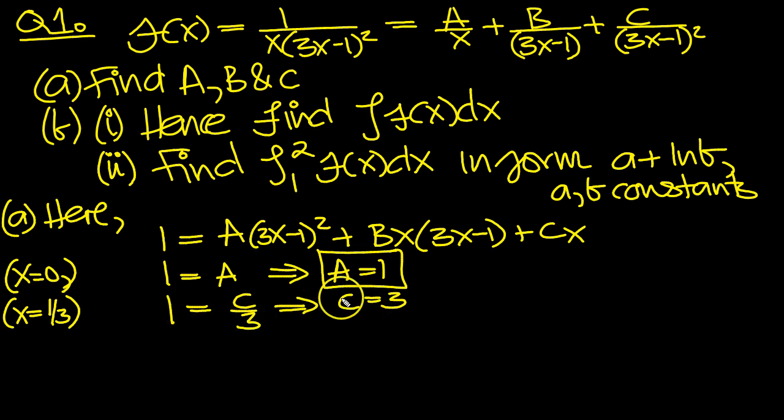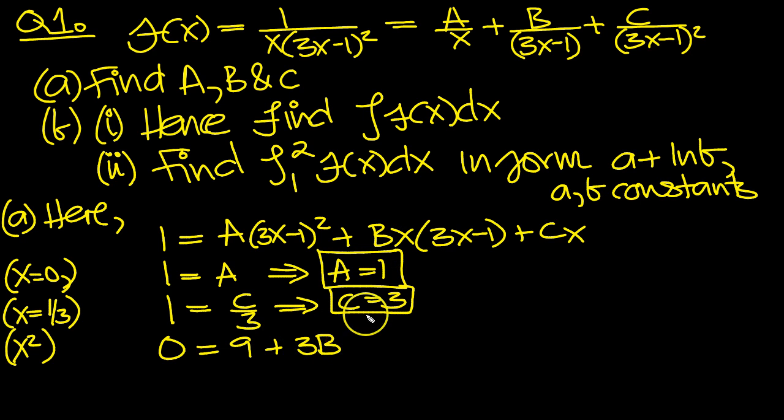Move the 3 up from divide to times. Write it down from right to left. c is 3. And then what can we try now? We can try the x squared terms if we wish. The x squared coefficients, there's 0 on this side. Here there's 9a coming out here, isn't there? And a is 1, so that's 9 times 1 is 9. And then here we've got 3b x squareds. And then there's no x squareds here. So that tells us what b is then.